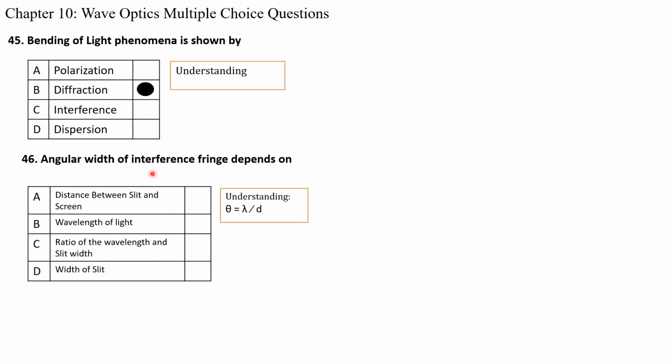Angular width of interference fringe depends on. A similar question was asked in the previous slide. So you have to remember theta is equal to lambda by d. So the angular width depends on the wavelength and the width of the slit. Here small d is the width of the slit, lambda is the wavelength. So theta equals lambda by d. Answer C is the correct answer.